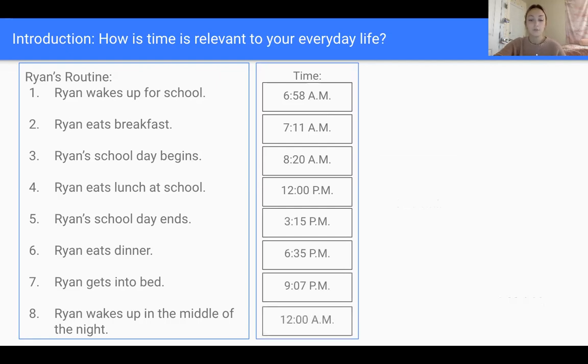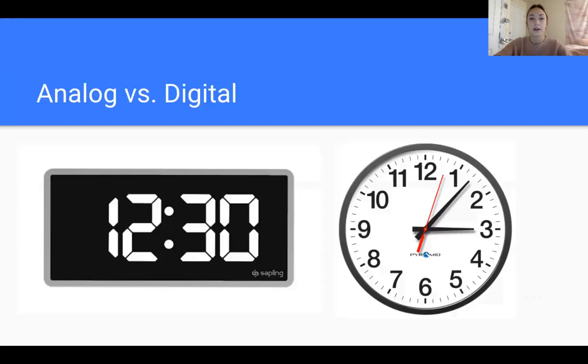So now we see how relevant time is and how much we rely on time every day. But to understand time, we need to know how to write time and how to tell time. So let's look at an analog and a digital clock. Right now, I want you to take a moment and predict which clock is an analog clock and which clock is a digital clock. I also want you to compare and contrast their similarities and differences.